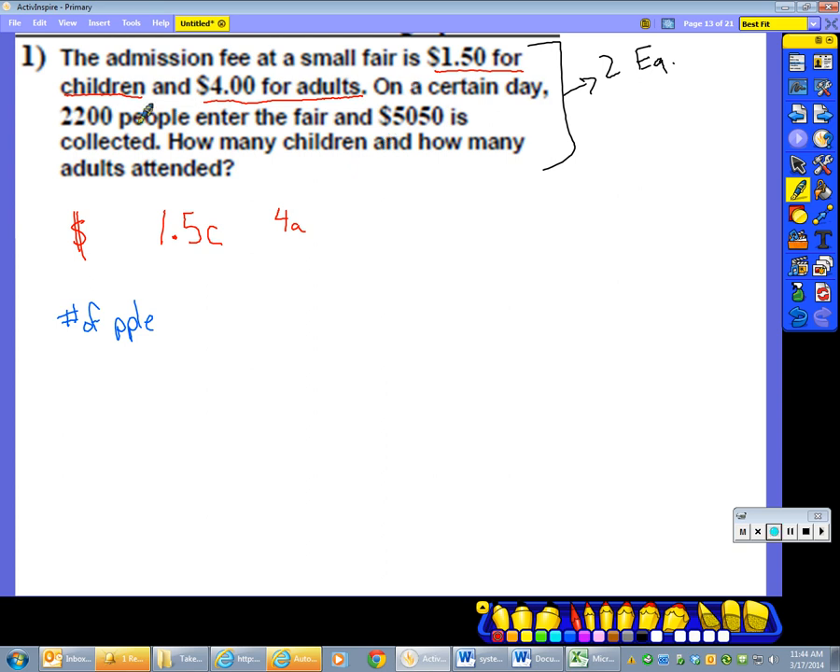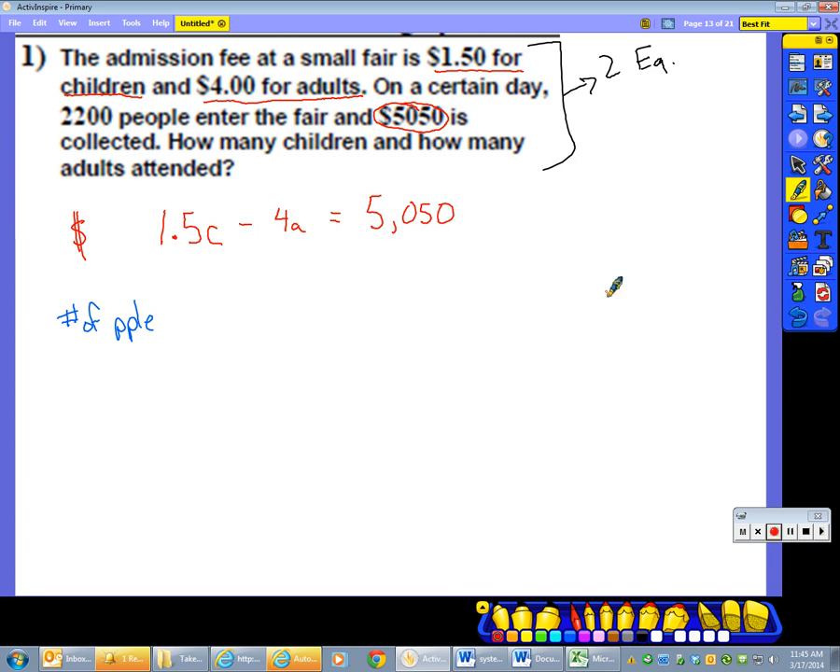On a certain day, 2,200 people entered the fair. That's not talking about money. That's talking about how many people. So we're going to skip past that. And $5,050 is collected. So my money is going to total $5,050. So now you're like, well, do I add these or do I subtract them?